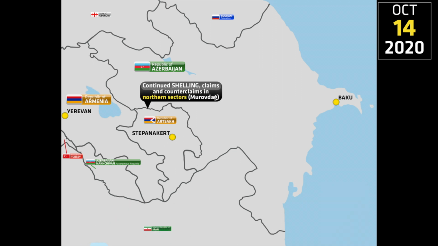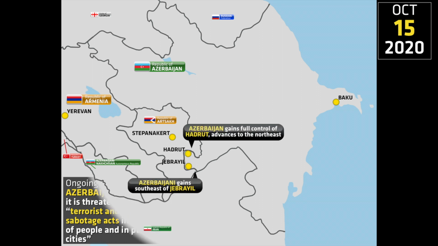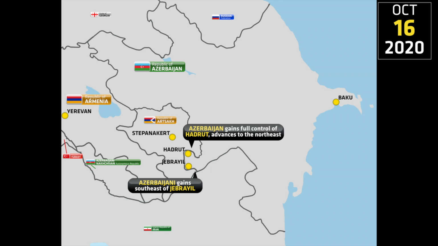Shelling, bombing, and the accusatory back and forth that goes along with it expanded to the northern mountainous front line, the Murovdog sector. This effectively meant that Artsakh was fighting along its entire front with Azerbaijan. As the Azeri advance continued, Azerbaijan's state security service warned about the possibility of terrorist and sabotage attacks in places of large gathering or public transport in Baku and especially Ganja, effectively a renewed tightening of the martial law and media restrictions in place. By the 16th, Azerbaijan had gained full control of Hadrut and was now eyeing Fuzuli to the east.